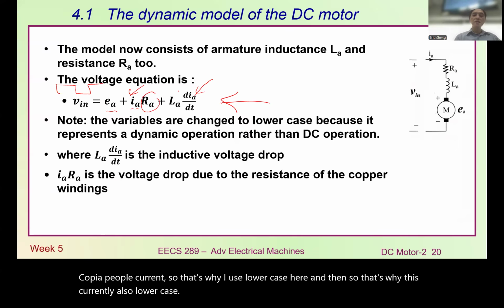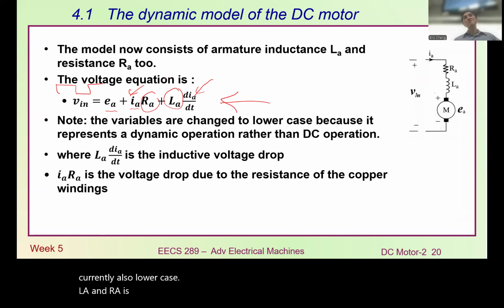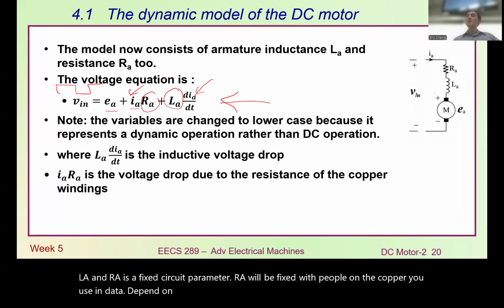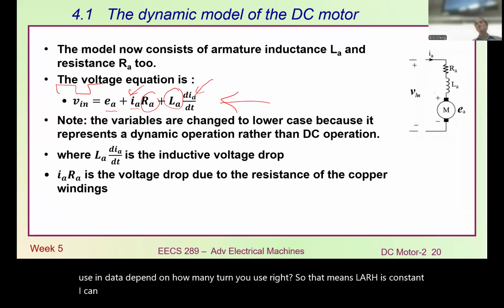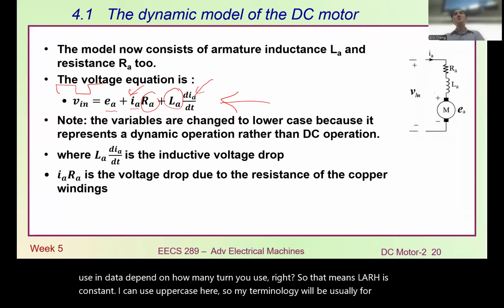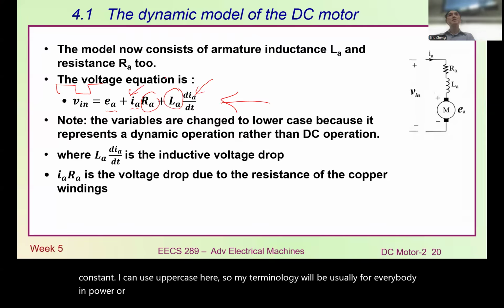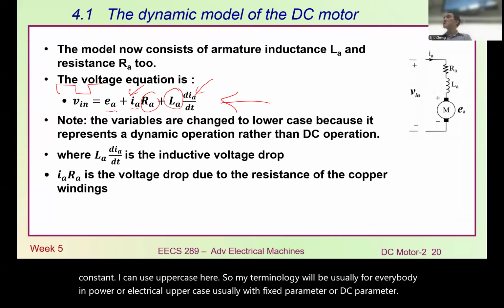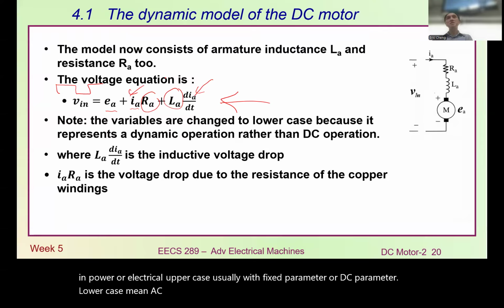LA and RA are fixed circuit parameters. RA will be fixed depending on the copper you use. Inductance depends on how many turns you use, right? So that means LA, RA is constant. I can use uppercase here. So the terminology, usually for everybody in power or electrical, is that uppercase usually means a fixed parameter or DC parameter. Lowercase means an AC parameter or variable or changing parameter. That's the terminology we use here.